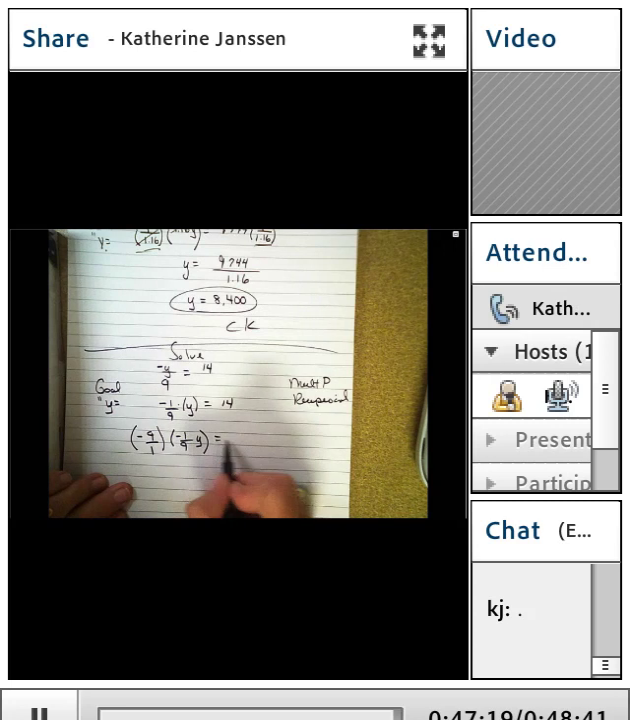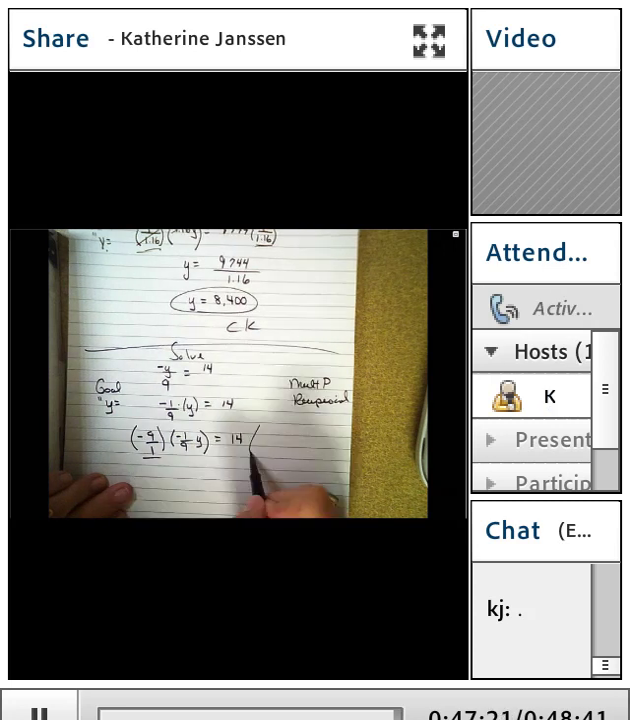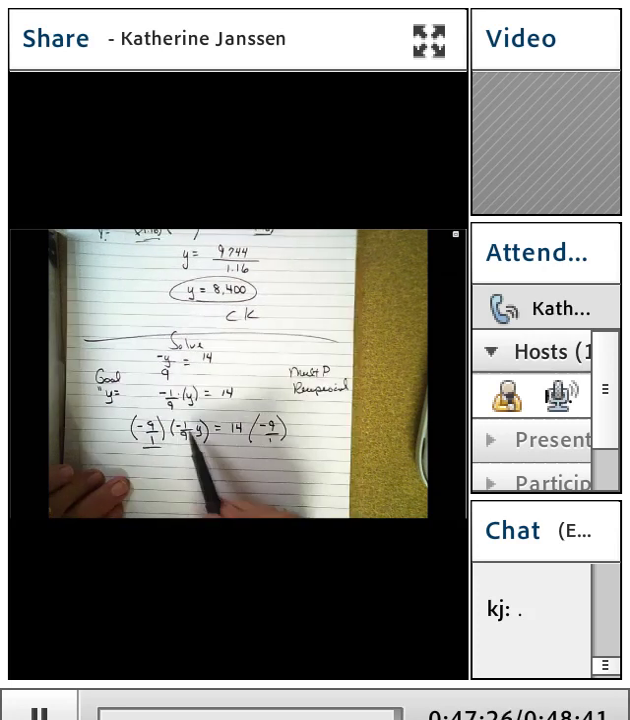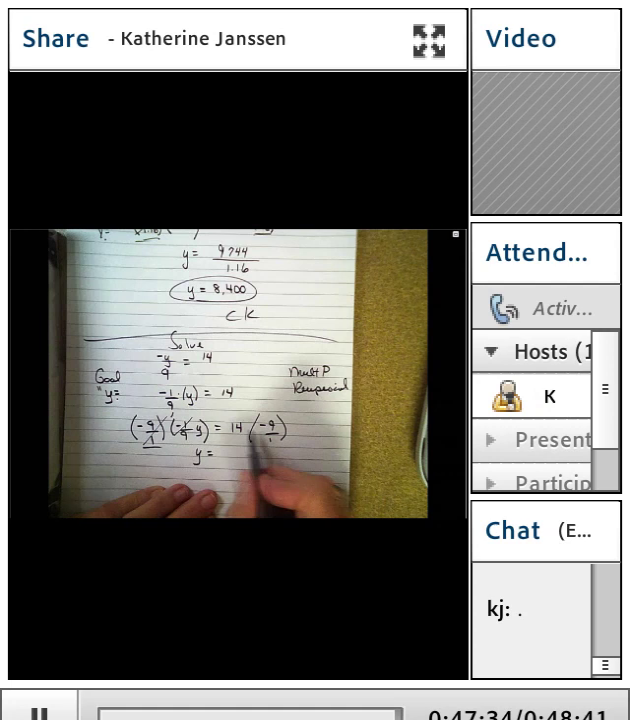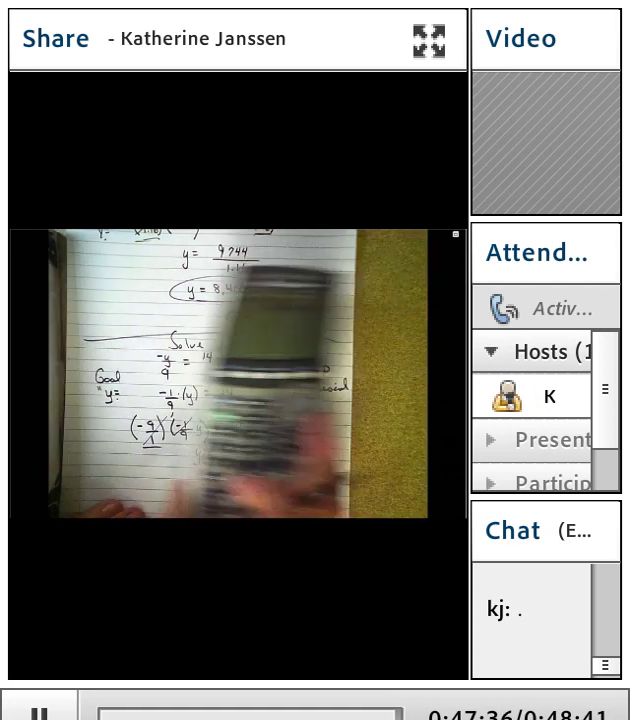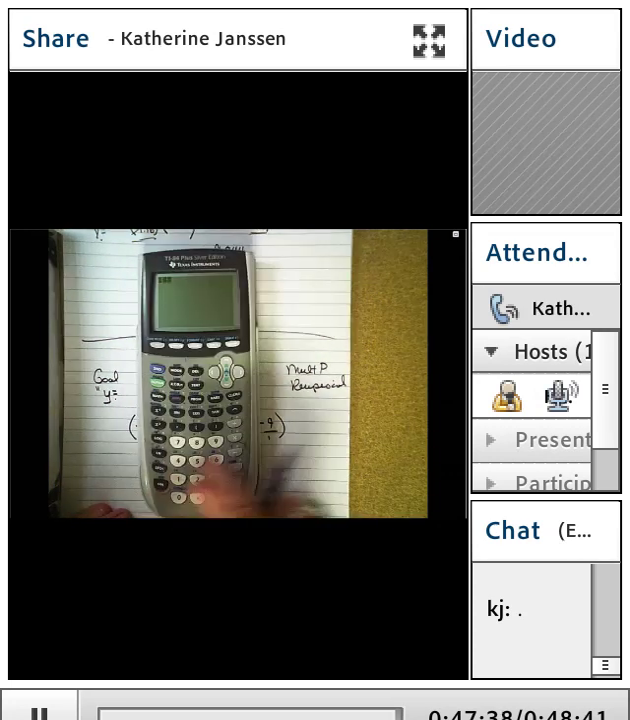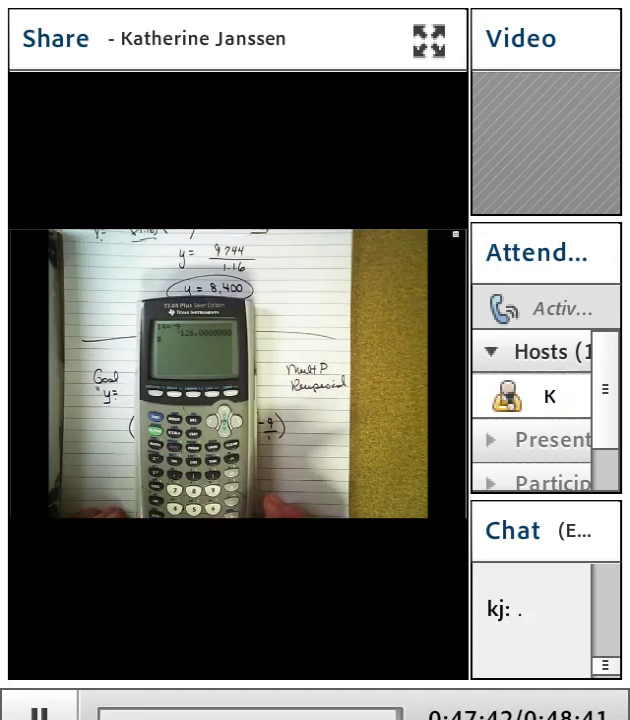I'll need to multiply by the same thing on this side of the equation. A number times its reciprocal goes to 1. 1 times y is y equals. That's good. I'm getting close to my goal. But now I have to take care of this side of the equation. And 14 times a negative 9 is a negative 126.